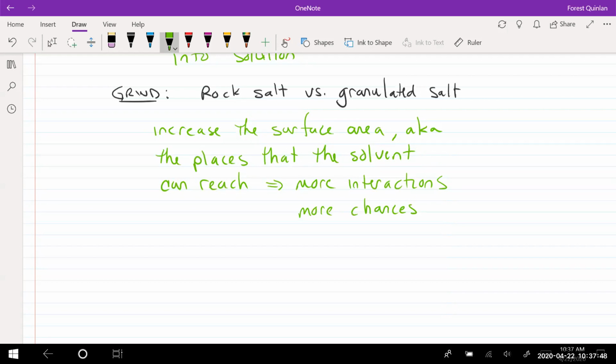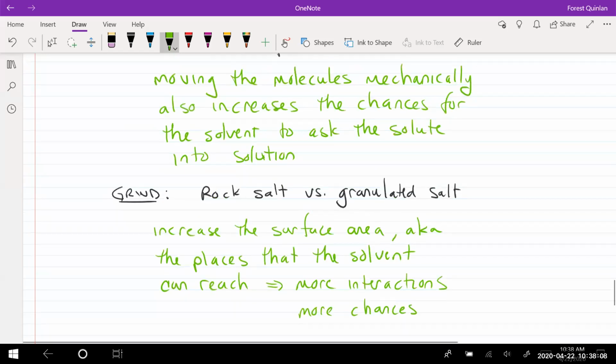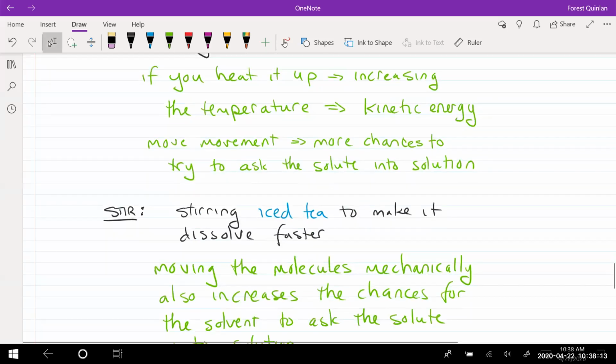You can put rock salt into water. It will eventually dissolve. Or you can put granulated salt, the salt that you and I all know and love. You can put that into water and watch it disappear pretty fast. So heating and stirring and grinding, these are all things that should be no-brainers. We knew, now we know why.